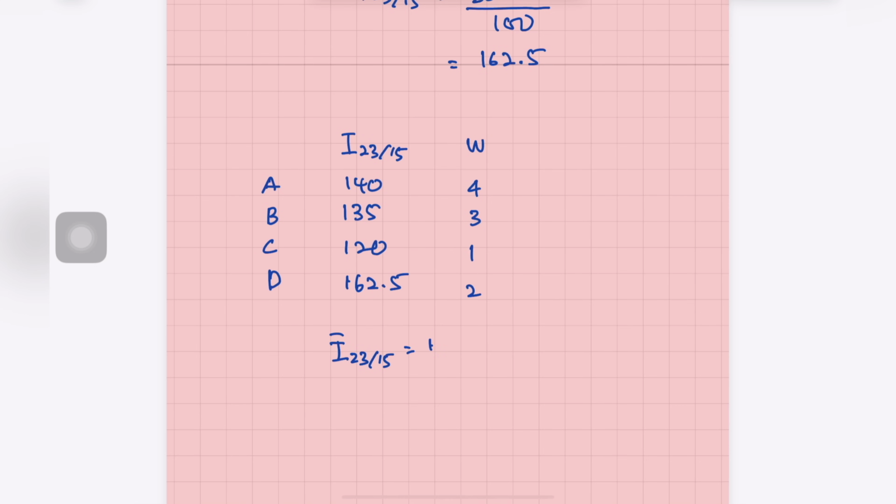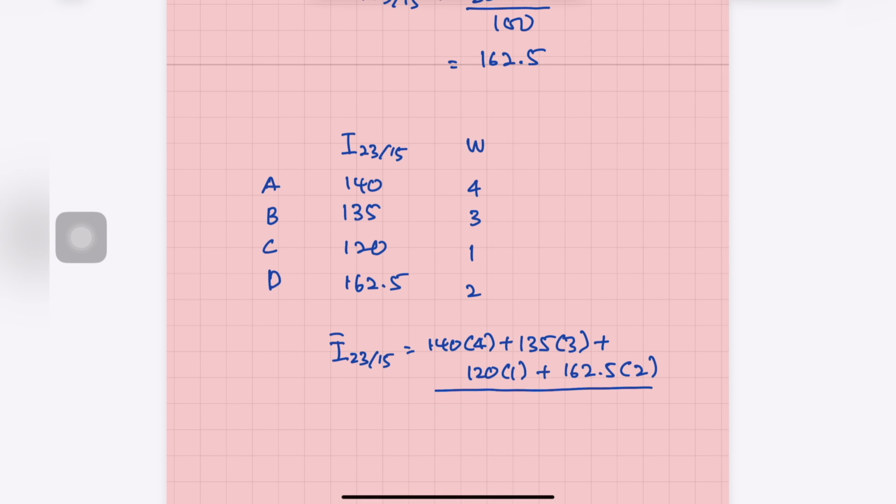Okay, so this one equals to 140 times 4 plus 135 times 3 plus 120 times 1 plus 162.5 times 2, divide by, jangan total up kan, kena buat satu-satu, 4 plus 3 plus 1 plus 2. Okay, so this one is 141.